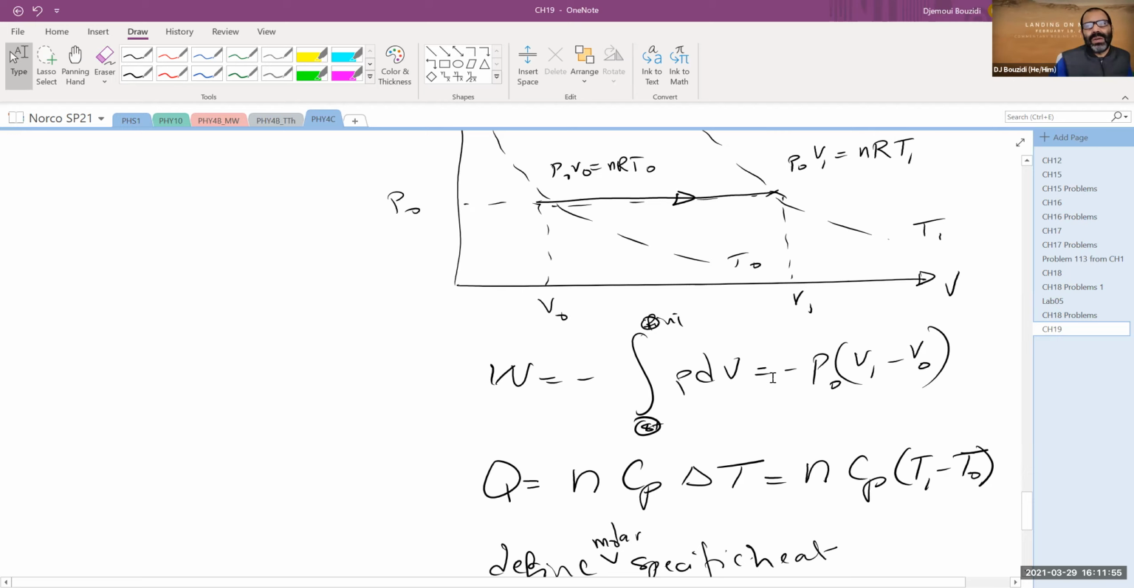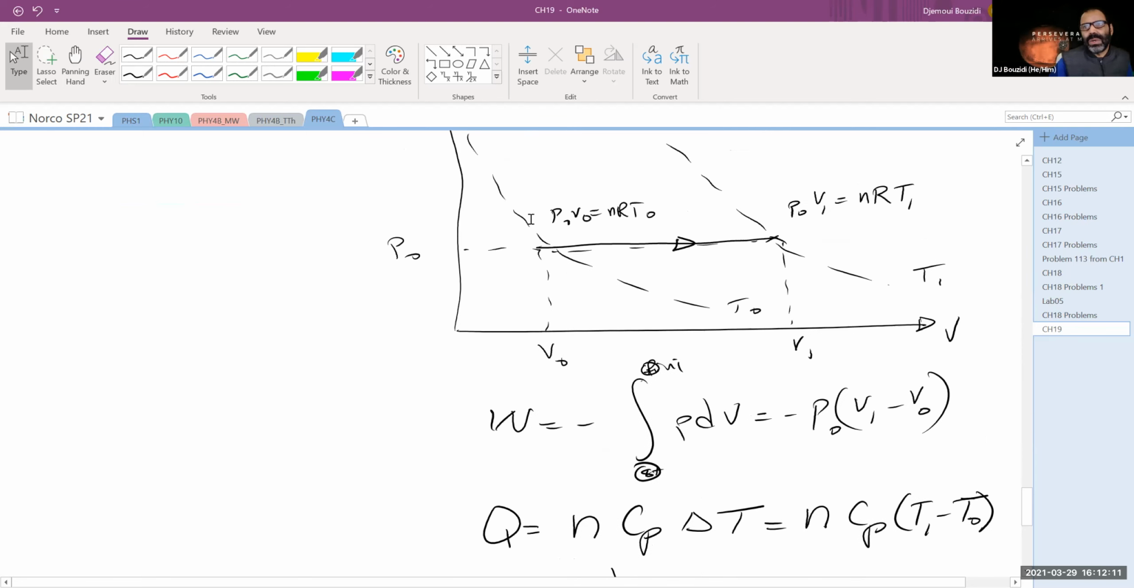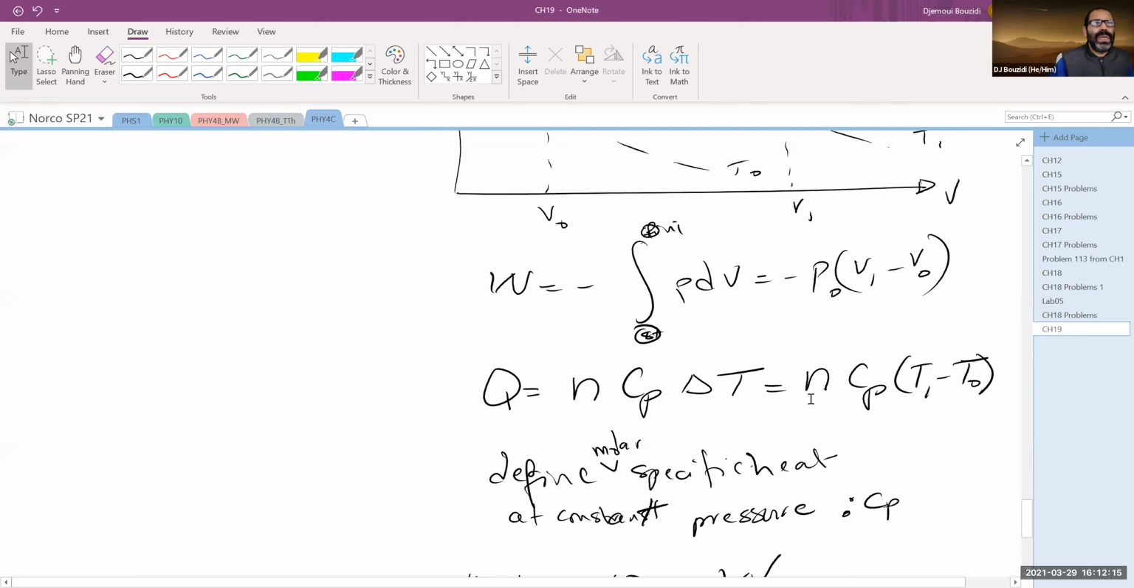It's negative because, again, we're losing energy in the form of work. The gas is expanding. So in isobaric expansion, the gas does work. W is negative because it's losing energy in the form of work. However, heat now is increasing. Obviously, we're going from a lower temperature to a higher temperature, and we defined CP. The molar specific heat, by definition, is this quantity. This is the definition of the molar specific heat, CP.